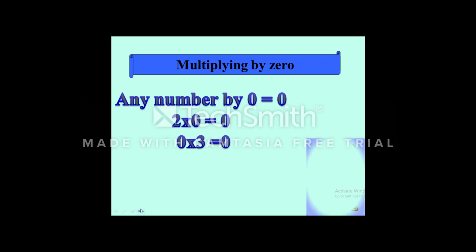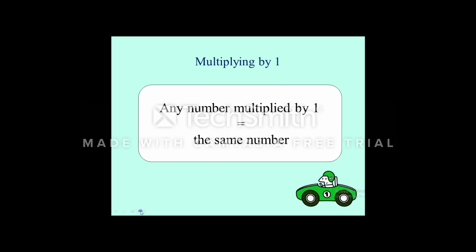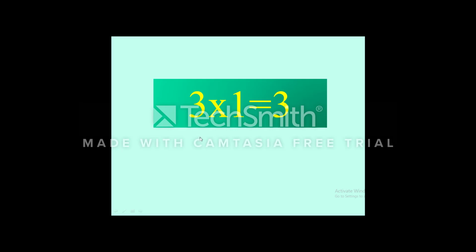The last secret for today is when we multiply any number by 1. Any number multiplied by 1 equals the same number because it will be repeated only one time. For example, 3 times 1 equals 3.